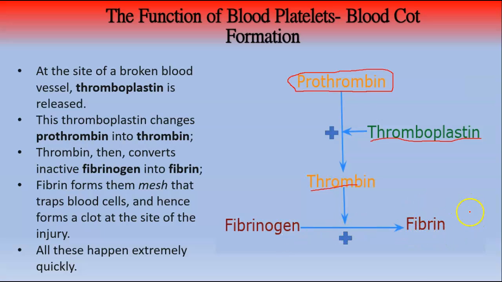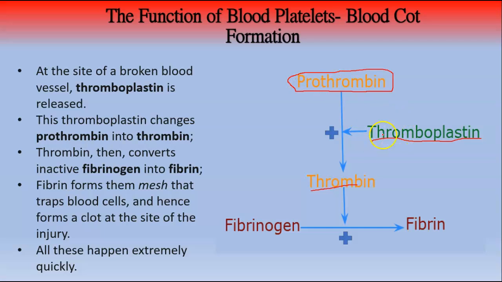And fibrin forms the mesh that traps blood cells around the site of an injured blood vessel, forming a plug that blocks the blood vessel. Alright, so that is how the clotting of blood occurs as a mechanism of action. All this happens very quickly, in less than no time.